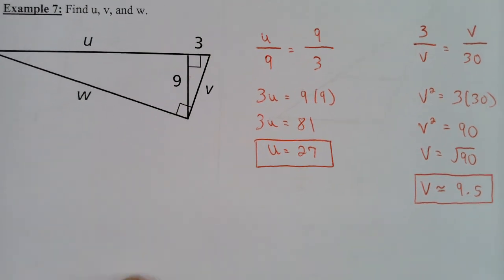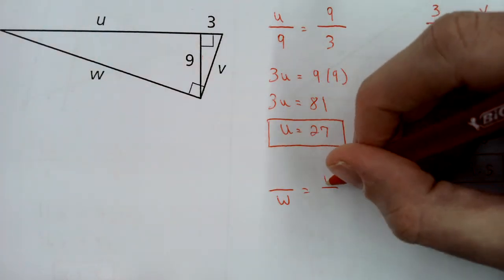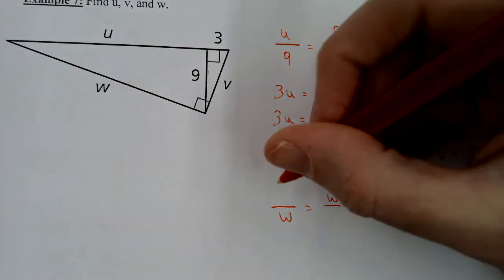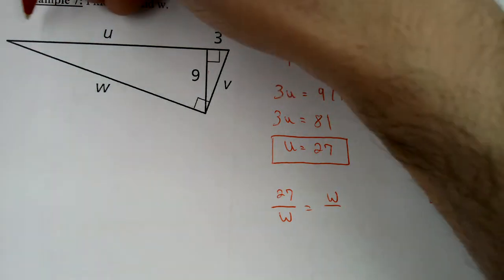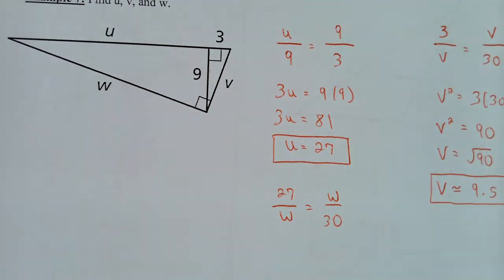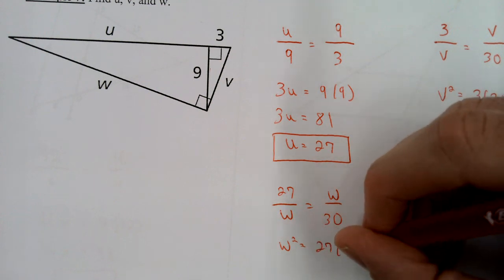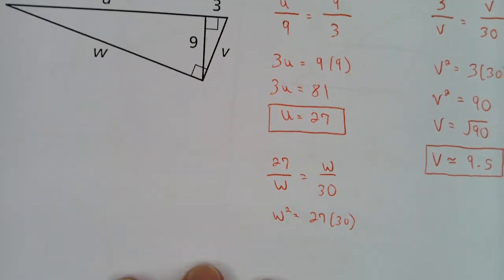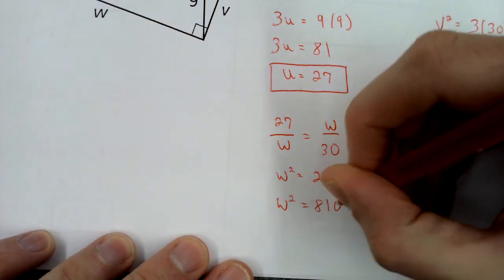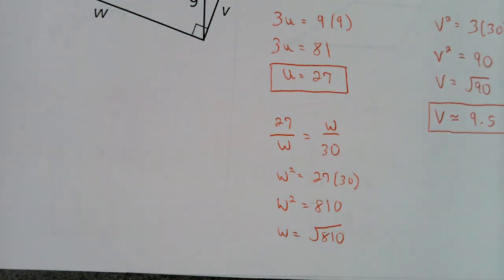And finally, let's solve for w. W is a leg, so it means that the leg w is the geometric mean between the hypotenuse portion right next to it, which is u, which is 27, and the entire hypotenuse, which is 30. Because you know u is 27, plus 3 equals 30. Cross multiply, w squared equals 27 times 30. W squared equals 810. W equals the square root of 810. Get a decimal, approximately 28.5.